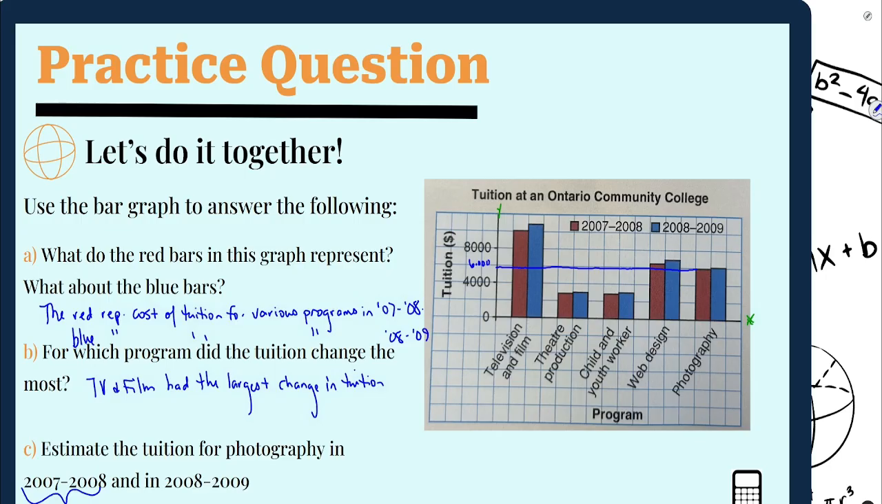The tuition for photography in 2008-2009, now if we bring the height of that bar across, we can see it's just above our $6,000 mark. So we can estimate that the tuition from 2008 to 2009 is about $6,100.